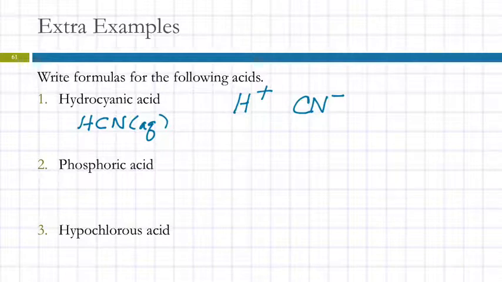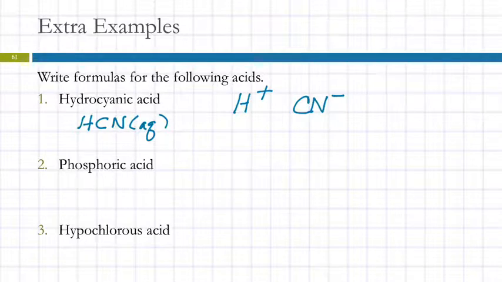That is the one example that makes me not like the name binary acid. Does that have 2 elements in it? No, it's got 3 elements in it. But it follows the pattern of naming. Any questions about that one?